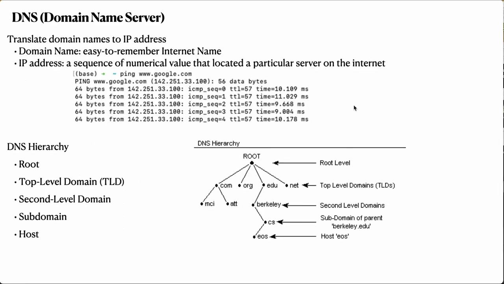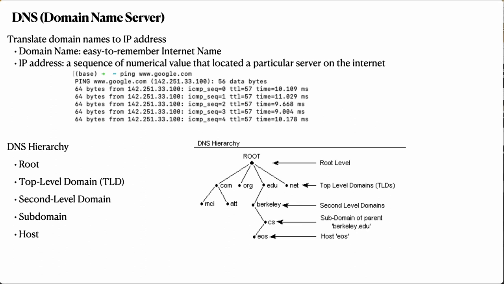And to start with, DNS stands for domain name server, and its job is to translate domain names into IP addresses. Domain names are more human readable, and IP addresses are sequences of numerical values. For example, google.com will be the domain name, and if you ping it, it will return this IP address. .100 is the IP address.